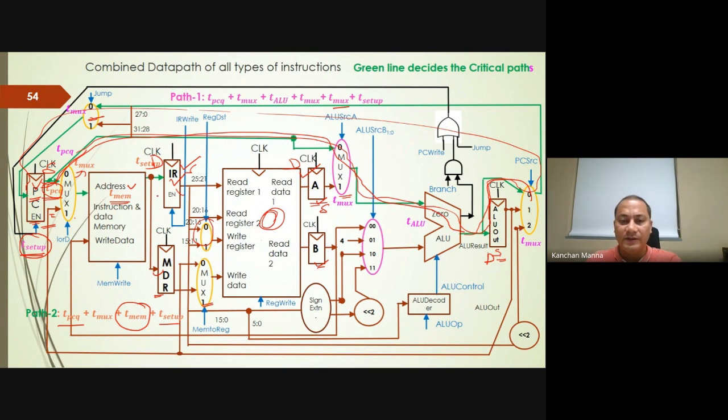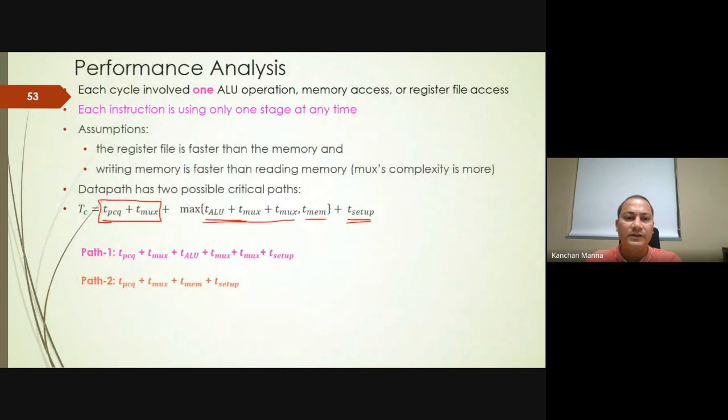The age. Right? So in that way, you see these are the critical path. So this is path 1 and path 2, and from that, if we take the common part, this part, and then we are taking the max part. So this way we can calculate the critical path, and that would decide the clock period.